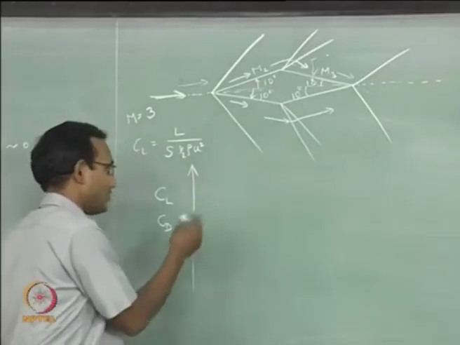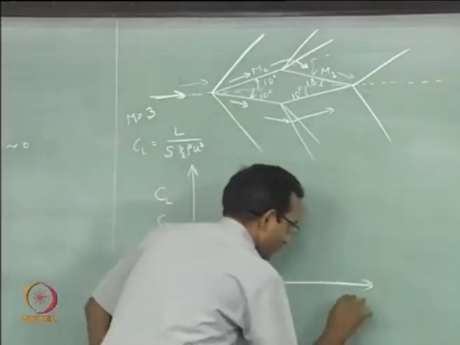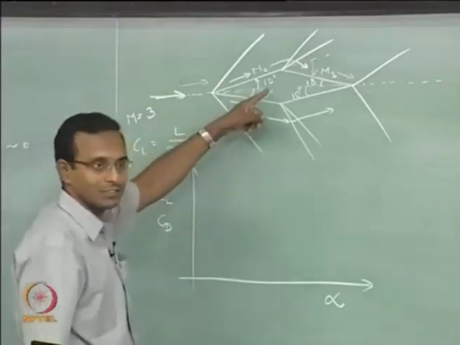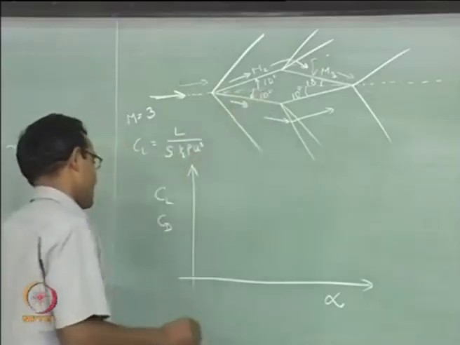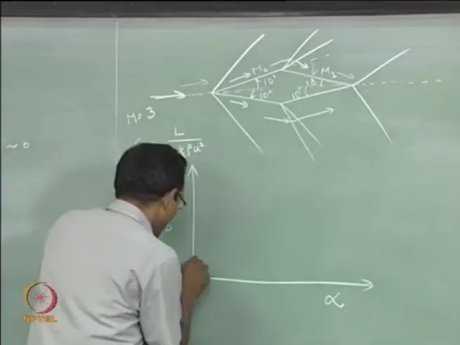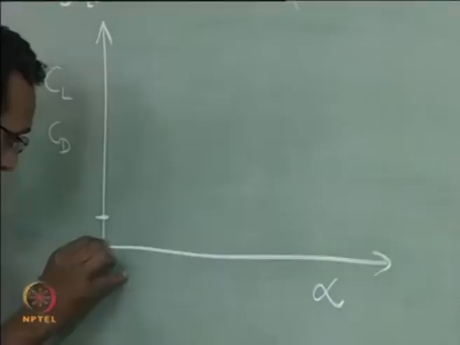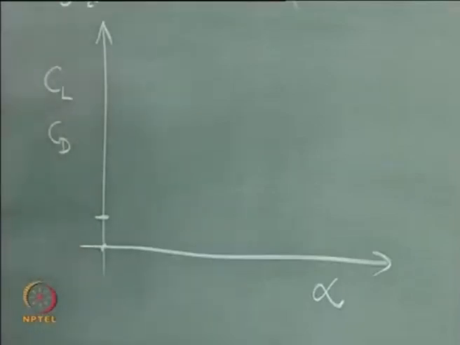Okay. If I plot those as a function of alpha, the angle of attack, currently I have drawn the picture only for 0 angle of attack. We know that the very first point for drag is here. What is it for lift? It is here. This is what we know as of now.